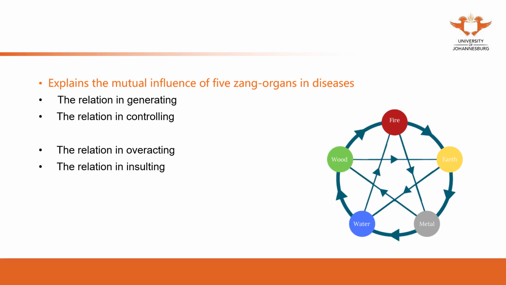Overacting. A patient suffers from liver stagnation, depression, anxiety. This kind of patient may present with poor appetite, oppressed chest, diarrhea. These symptoms reflect the spleen dysfunction. From the liver to the spleen, that's the liver, the wood overacts the earth.